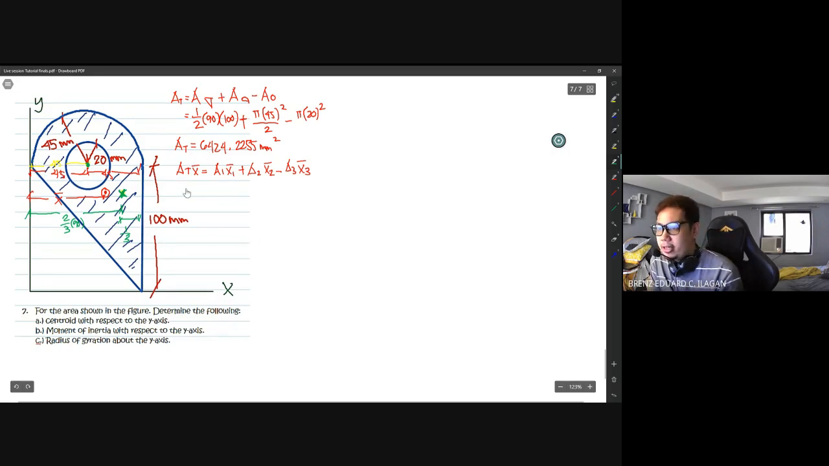So sige, area total, 6424.2255 multiplied by x bar is equals to area 1. So guys, copy nyo lang to: 1/2 the base times the height. And then, para do sa triangle nga, ito siya, 2/3 ng 90. And then, para do sa semicircle, copy nyo lang ulit po ito: plus pi times 45 squared over 2, and then multiply by its distance away from the y-axis, which is 45.